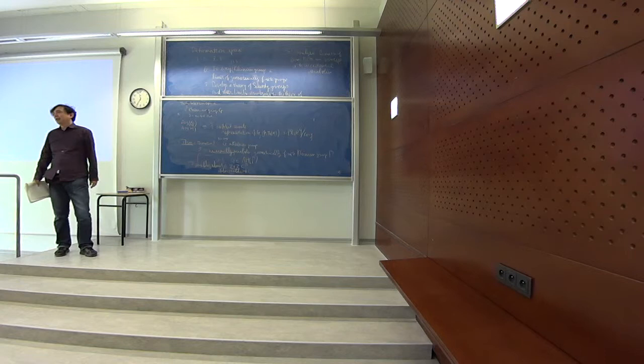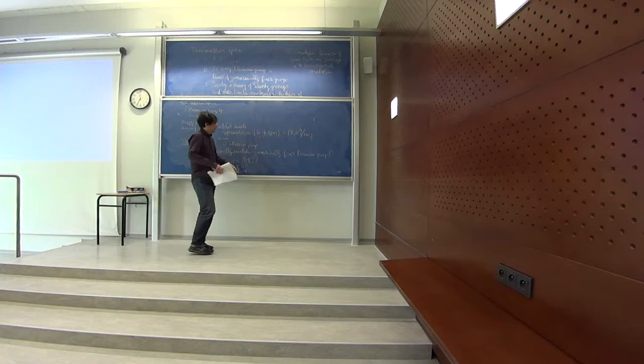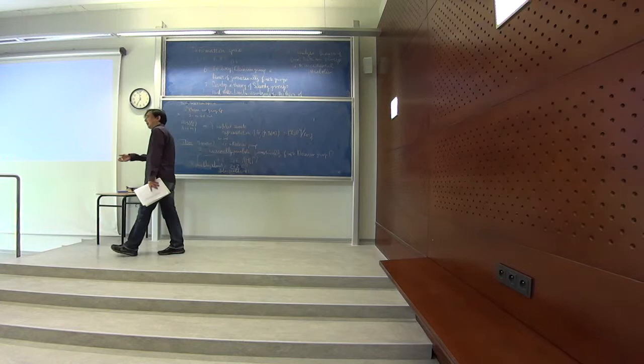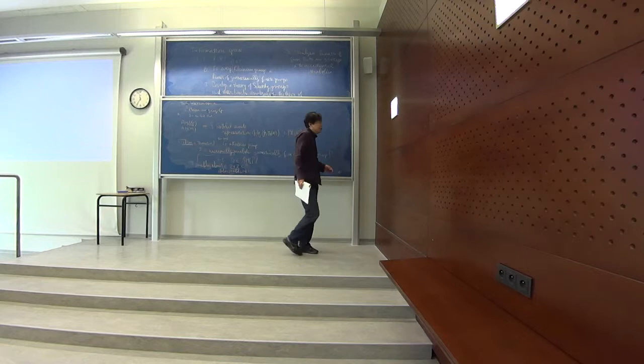So this should be a group with the fewest parabolic elements isomorphic to G. That's minimal parabolicity. And this is geometrically finite, which I have already defined.